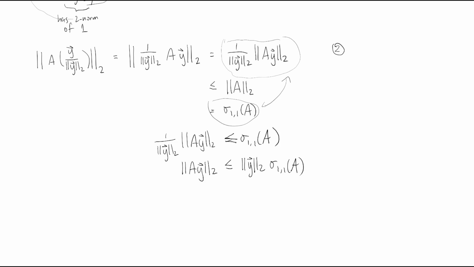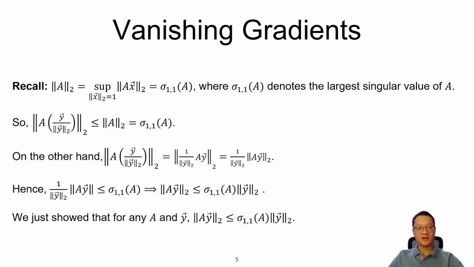So let's look at this on the slides. Okay, so the same thing again. First we recap the definition of the induced two norm of A. Then using its definition, we can say that the two norm of A times y over the two norm of y should be less than or equal to sigma 1 1 of A. On the other hand, we can simplify this expression a different way, and we get 1 over the 2 norm of y times the 2 norm of Ay, which is less than or equal to sigma 1 1 of A. Now if you multiply the 2 norm of y on both sides, you get that the 2 norm of Ay should be less than or equal to sigma 1 1 of A times the 2 norm of y. Okay, and this applies for any matrix A and any vector y.